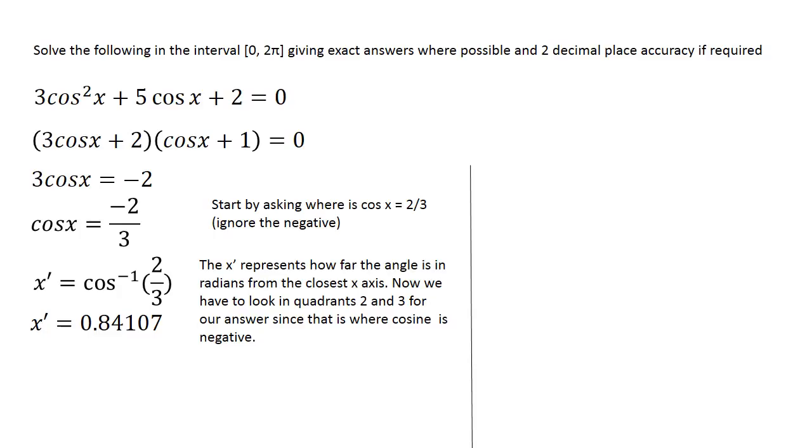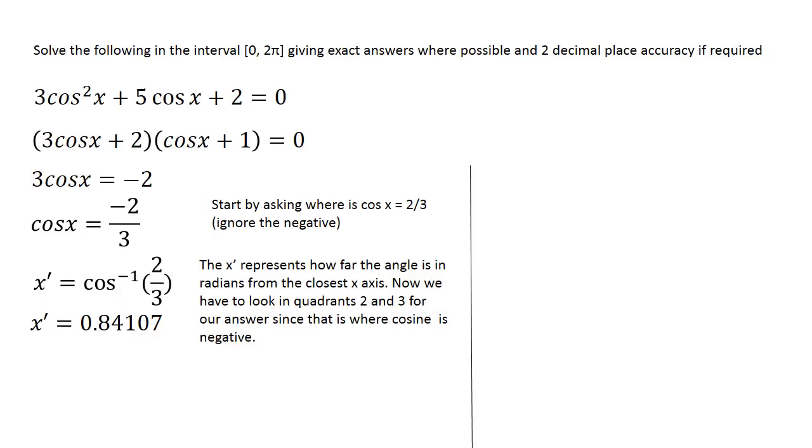Okay, so we're talking cosine here. So I'm looking in quadrants 2 and 3, and I'm deviating from the x-axis, which would give me a second quadrant angle and a third quadrant angle. For a second quadrant angle, I'm going to be taking pi minus this 0.84107. That would put me in the second quadrant.